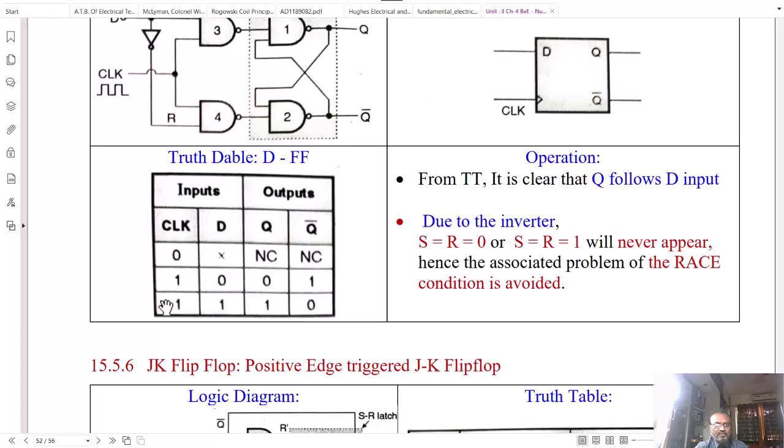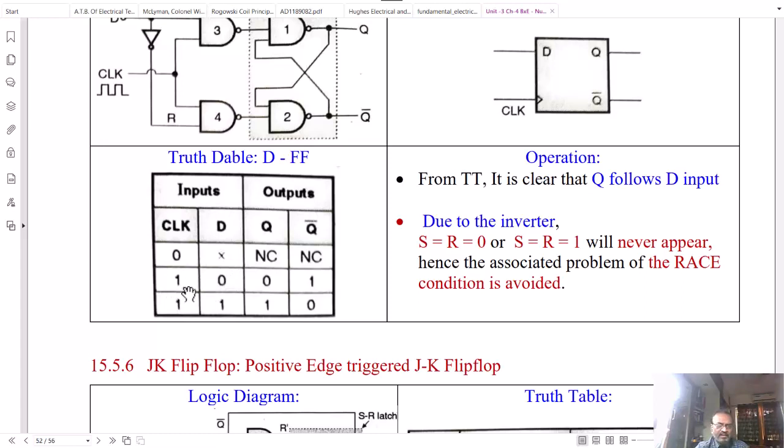Now there are two inputs to the D flip-flop as shown in this figure, the D input and clock input. When clock input is 0, it is disabled. When clock is 0, the data input is ineffective, meaning whether it is 0 or 1, it doesn't affect the output of the D flip-flop.